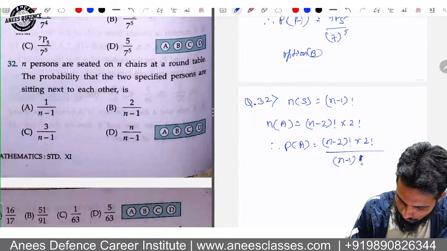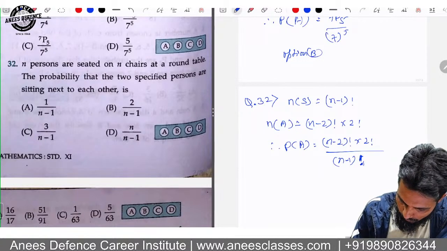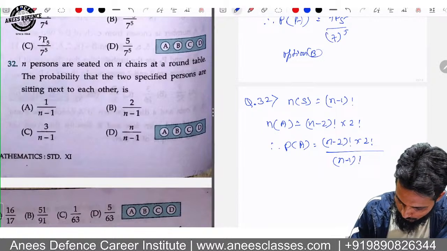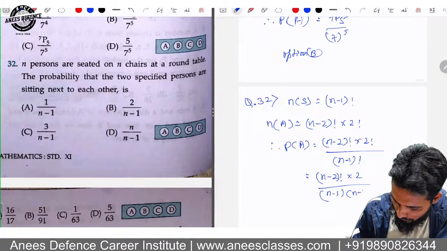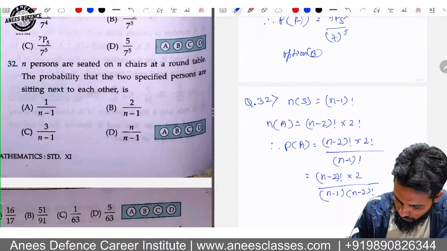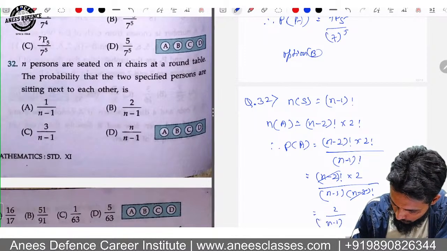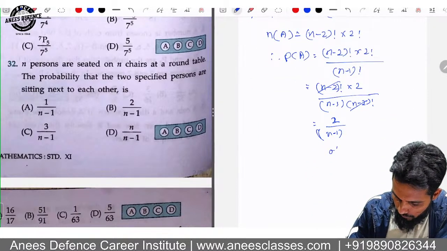What value are you getting? Solving it? A, B, C, D. B. Yeah, B. So when you solve it, n minus 2 factorial is as it is, 2, and n minus 1 factorial can be written as n minus 1 multiplied with n minus 2 factorial. So this will cancel each other. So 2 by n minus 1. Yeah, option B.